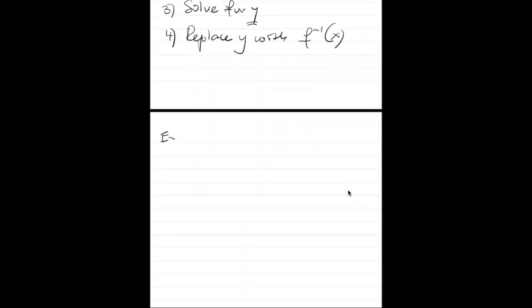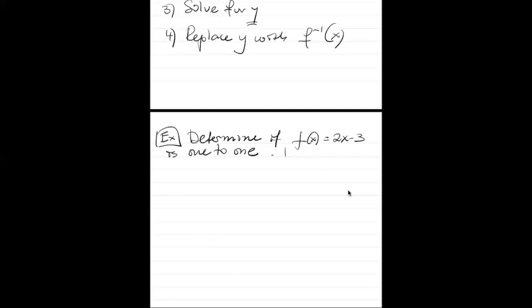So example, determine whether f of x equals 2x minus 3 is 1 to 1. If yes, find the formula for the inverse. So it has to be a one-to-one function first before we follow the procedure for finding the equation for the inverse. So first step was replace f of x with y.